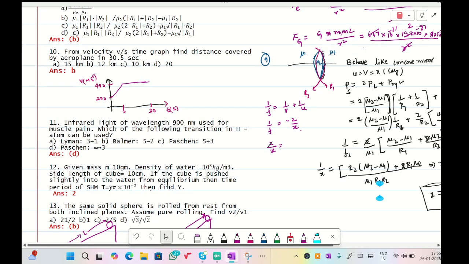So I hope you understand. Coming to the 10th question, it took time because this is somewhat lengthy. Only the calculation is lengthy, but the concept is common and simple. Somewhere you have gone wrong, taking R1 and R2 mistakenly as equal. That's why you have taken time.